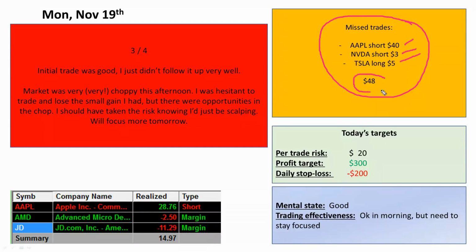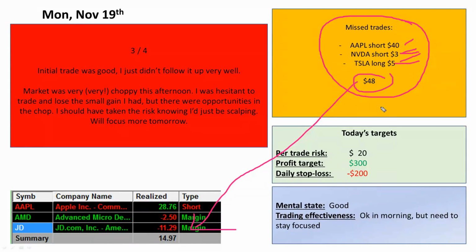Here, this is actually not profitable versus non-profitable trades. This was how many I followed my rules out of the total trades. So here I only felt I followed my rules on 3 out of 4 trades. So I want to see 4 out of 4, or 100%, every day. If not, then I've got work to do.